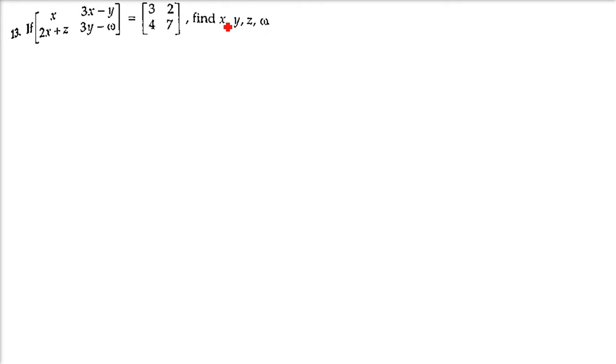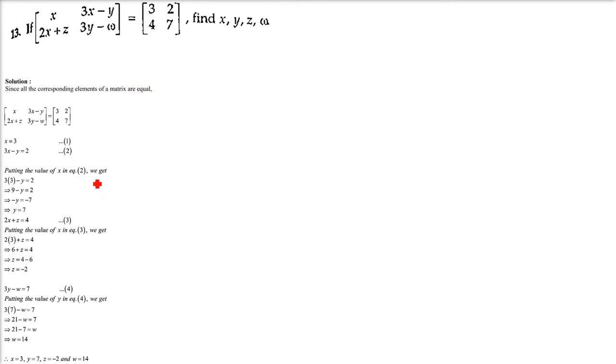Here also we'll do the same thing. x, y, z, w. So since all the corresponding elements of a matrix are equal, we'll take the aij of one matrix and equate it with the aij of the second matrix. So x is already 3 here. Just put x equals 3. Then we have the second one, which is 2x plus z equals 4. x is 3 here. So 2 into 3 plus z equals 4.